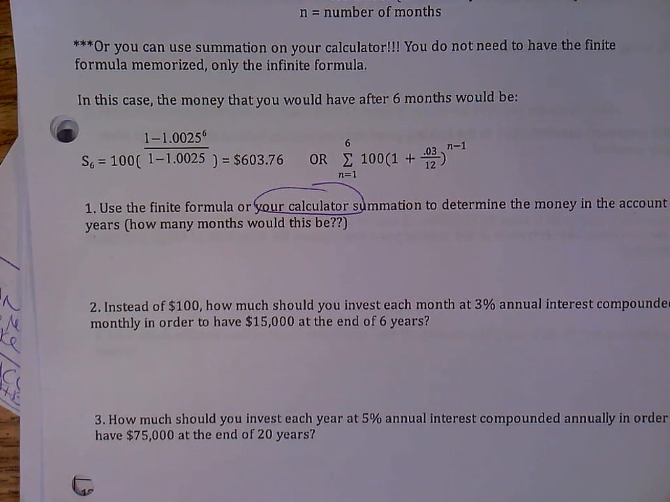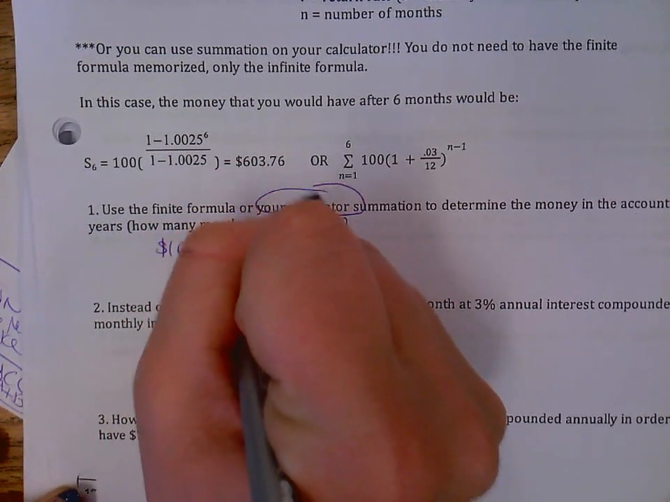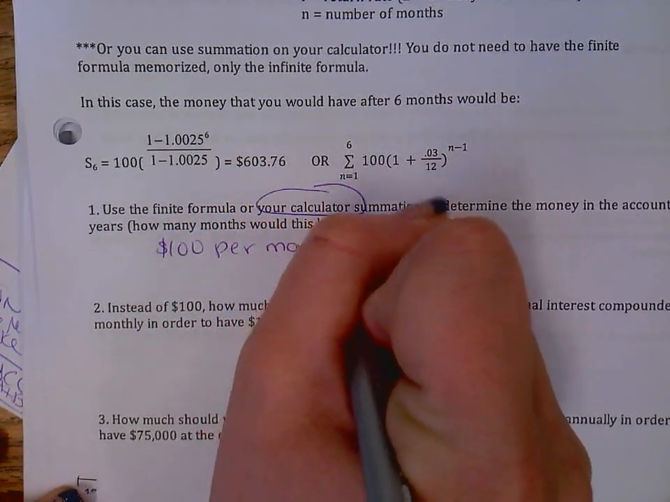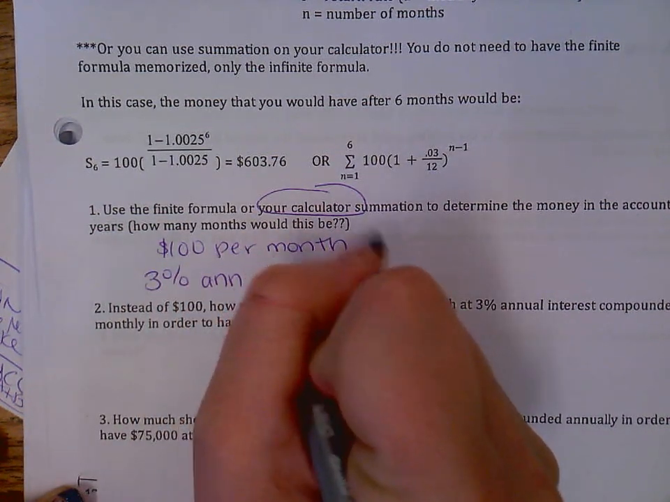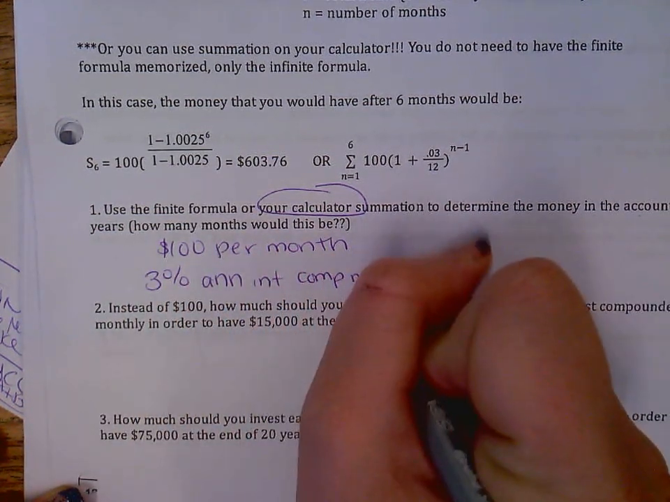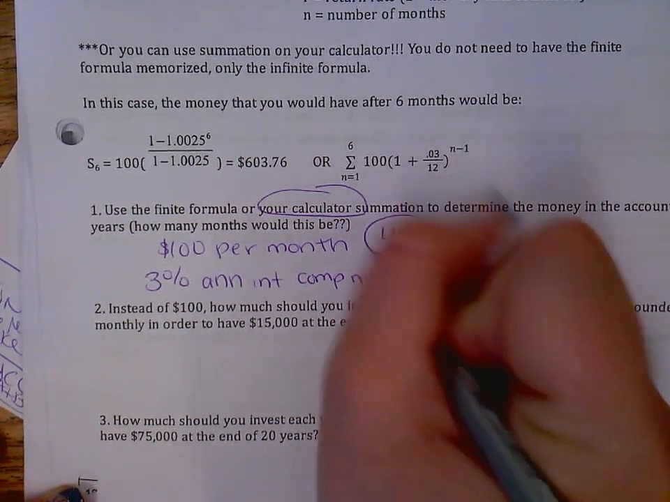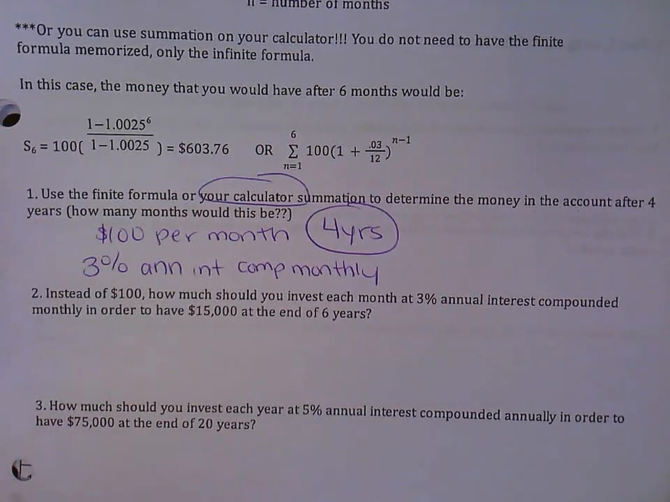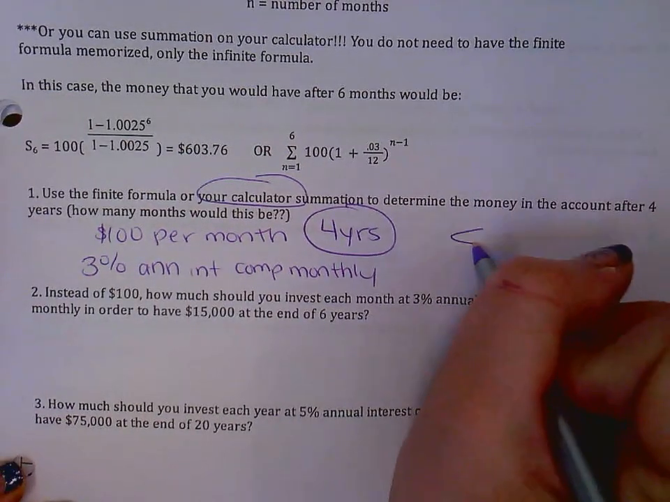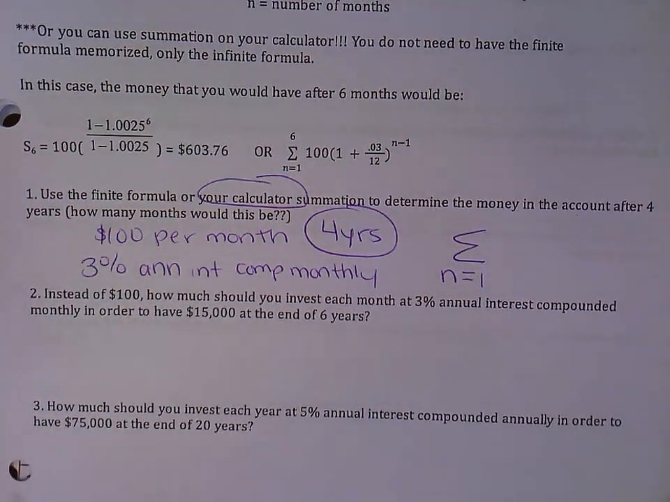So it says, how can we figure out if we're putting in $100 per month and we're getting 3% annual interest compounded monthly? How much after 4 years? I'm just writing this so that for the video you can see what information you have. So how many compounds should I do? How many months is the money going to be going through this process?